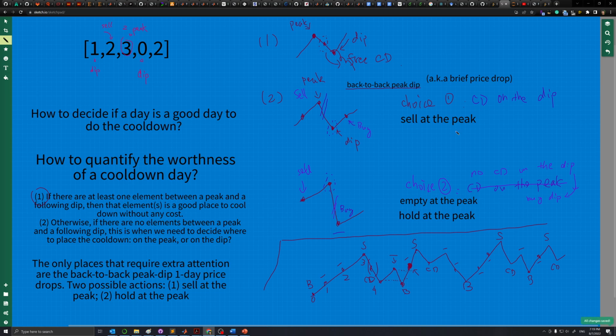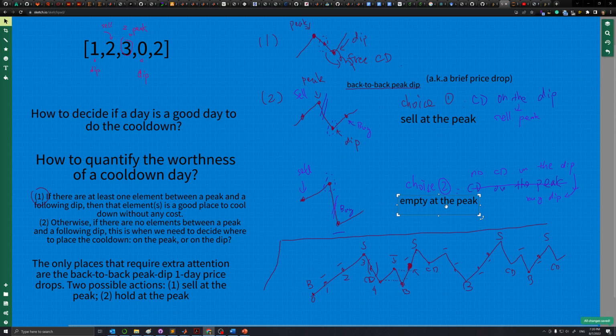But CD on the dip, what does that mean? It directly means we sell on the peak, right? On the previous peak. So these are direct inferences here, because the only time a CD can happen is when on the previous day you had a sell action. So these two choices are now mutually exclusive, and combined they form the whole probability of one.